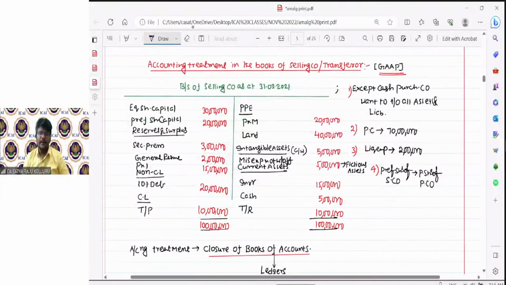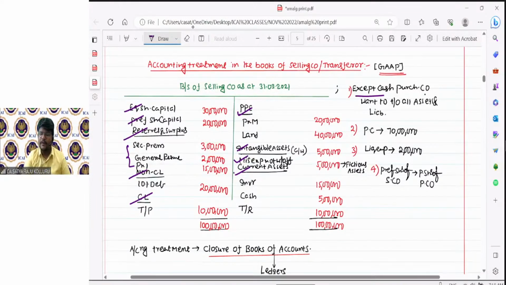So this is the example. What this example is all about: a typical balance sheet I considered, where PPE is there, intangible assets exist, fictitious assets are there, and the remaining are all current assets. Coming to equity and liabilities, equity share capital, preference share capital, reserves and surplus exist. And non-current liabilities, 10% debentures is there, current liabilities, trade payables is there. So additional information, like some points, were given.